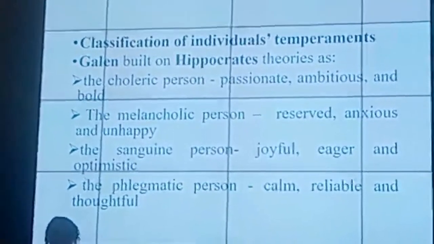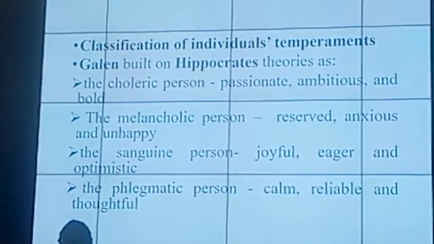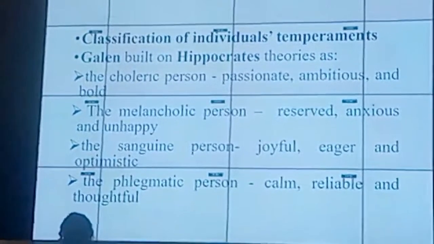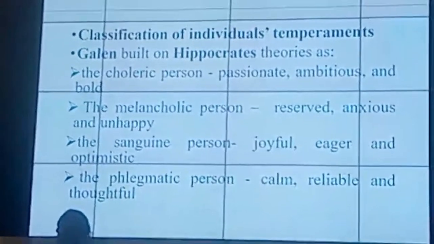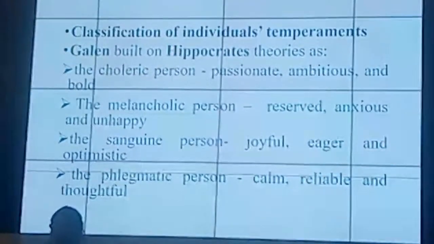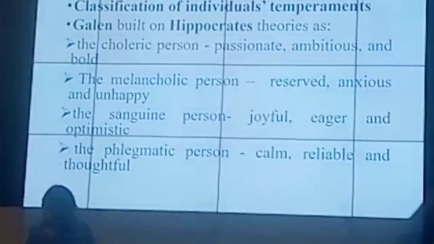So they noticed that the choleric person is passionate, ambitious, and bold; this is how they added them. The melancholic person is reserved, anxious, and unhappy. The sanguine is joyful, eager, and what? Optimistic, just like the way it is shown in the diagram, okay?